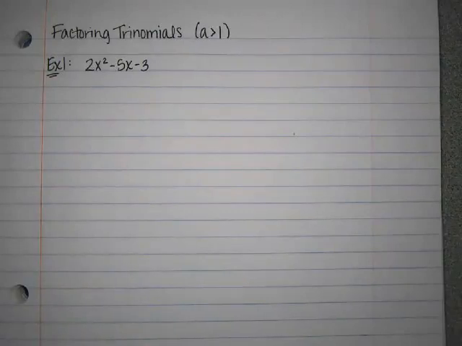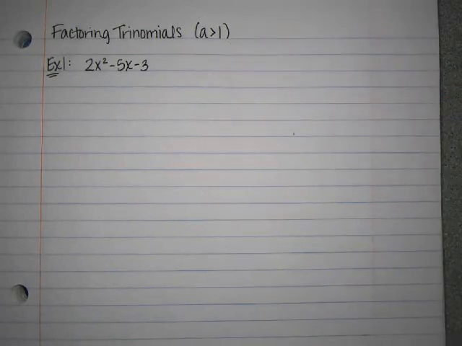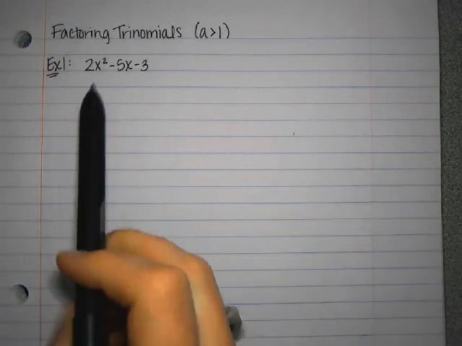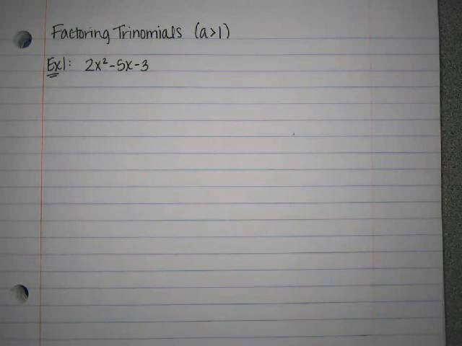Today we're going to continue factoring trinomials, but we're going to make it where a is greater than 1. So when we look at example 1, it's 2x squared minus 5x minus 3. We always check for a GCF to make sure that we can't factor something out to make the trinomial smaller. There is no number that divides into 2, 5, and 3 besides 1 and itself. Those are all prime numbers, so we're good to go.